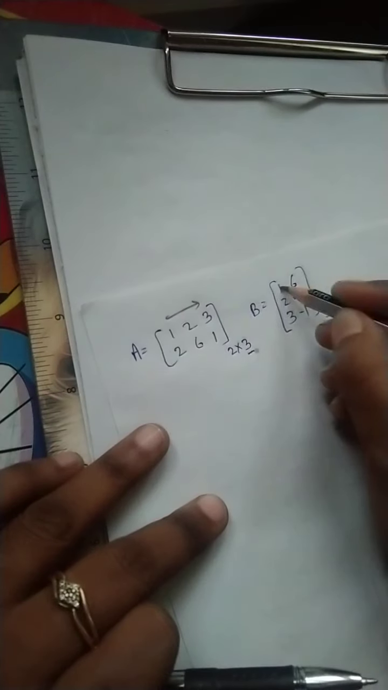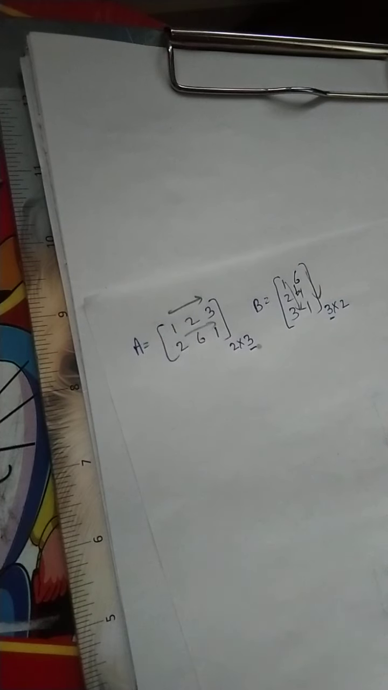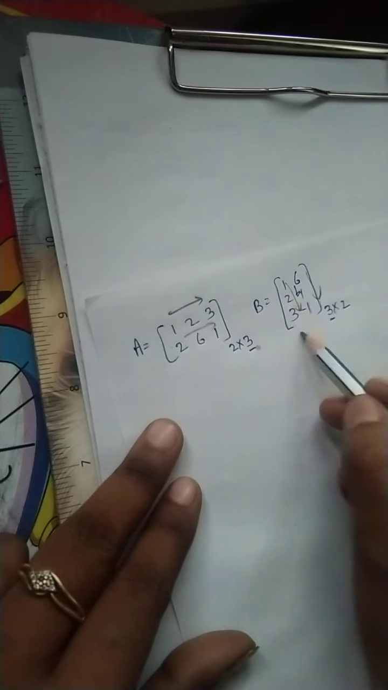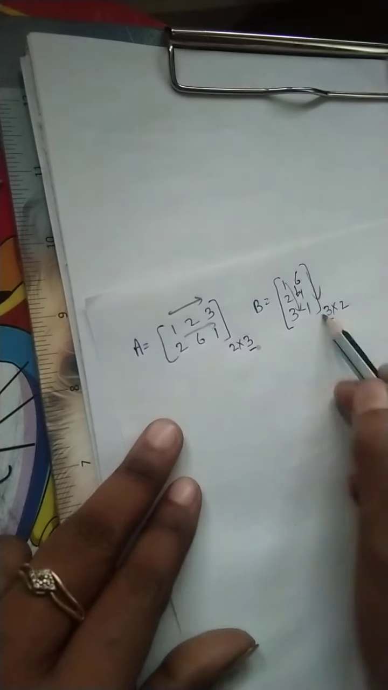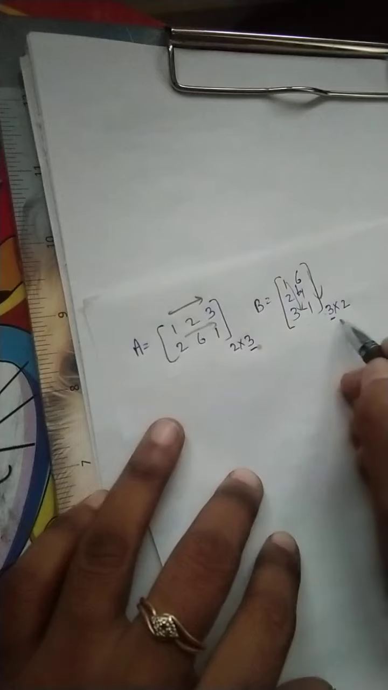First row with the first column, second row with the second column. Got the idea now how to do? See, first row 3 elements are there, second row 3 elements are there. Okay, first row, first column. So this is how you have to multiply. So that's why this condition is like that.